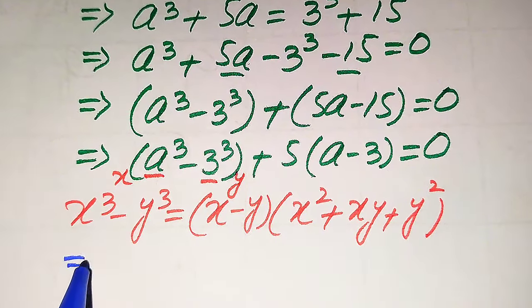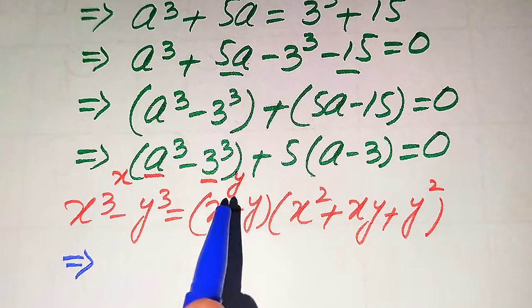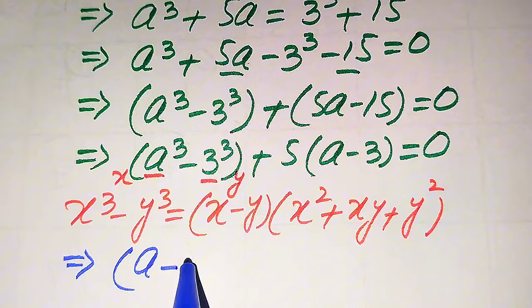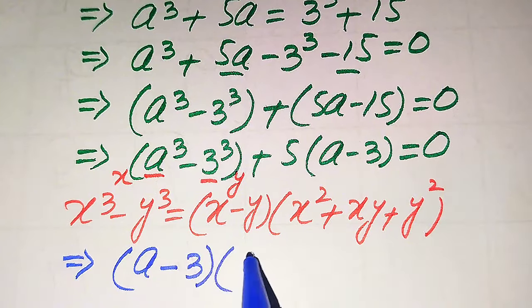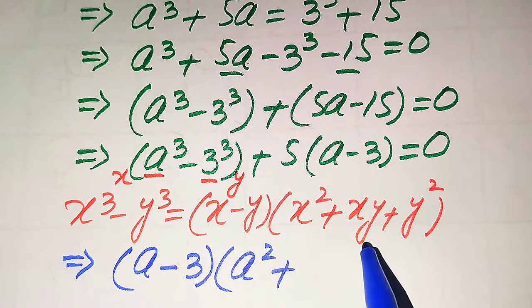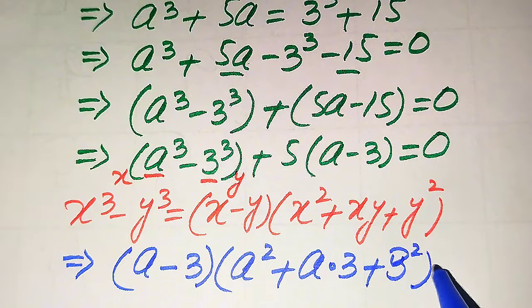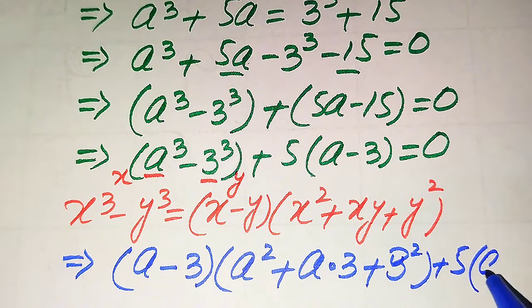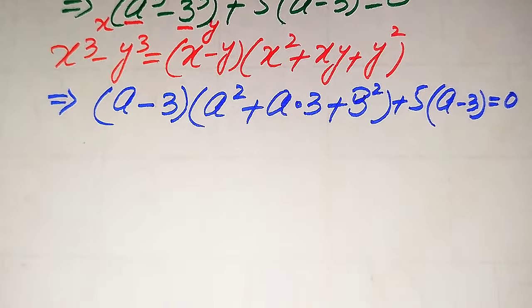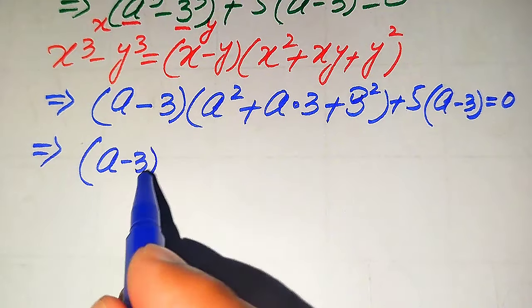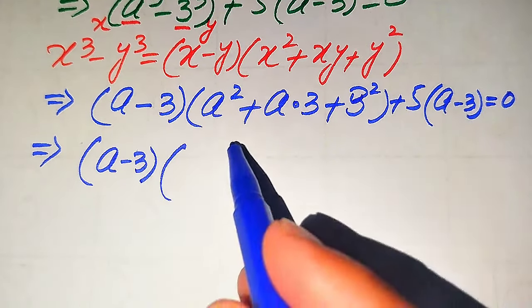So after substituting these values of x and y, our above equation is written as, first you have x minus y, the value of x is a, minus y is 3, and again x is a, so a squared plus xy, where x is a and y is 3, plus y squared, y is 3 squared, and plus 5 times a minus 3, and this whole equation equals 0. And now you see here both of these terms involve a minus 3, so here we need to take common a minus 3 and we get the remaining values.